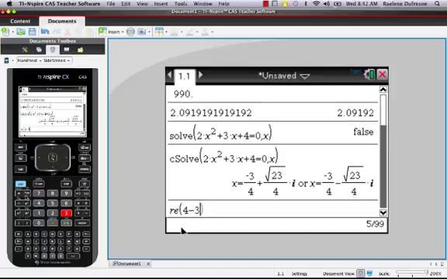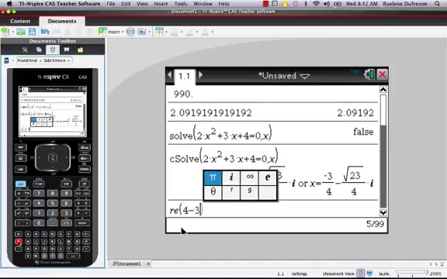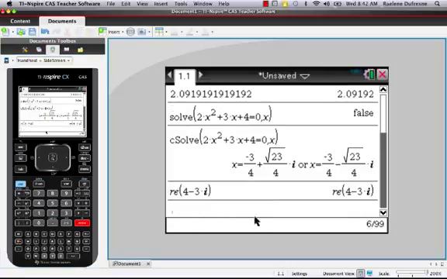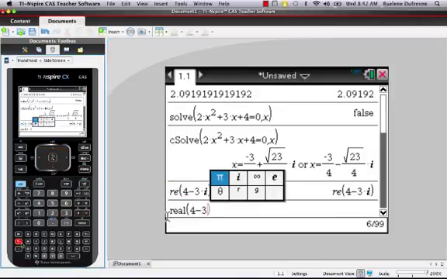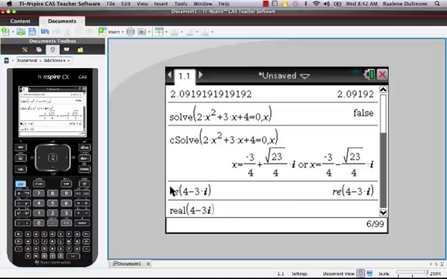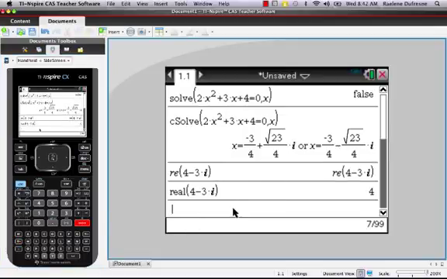Now your i you can find in several different places. Here's a menu above the pi button, or with the pi button. There's your i. And that didn't like it. I think it was REAL, wasn't it? Yeah. Okay, so I'm just going to type in 4 minus 3i again. The i here and the alphabet i are not the same i. Okay, so the real part is 4.